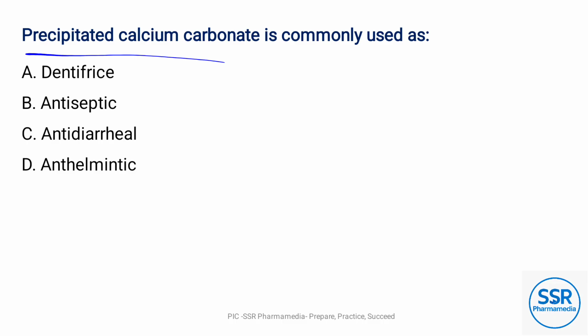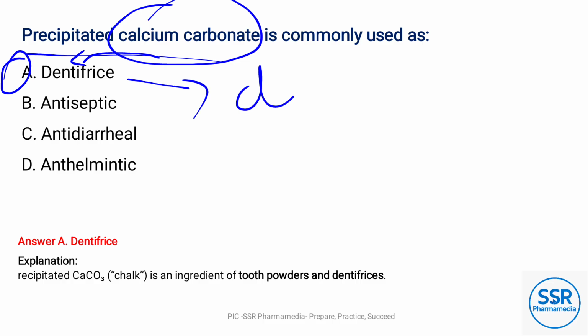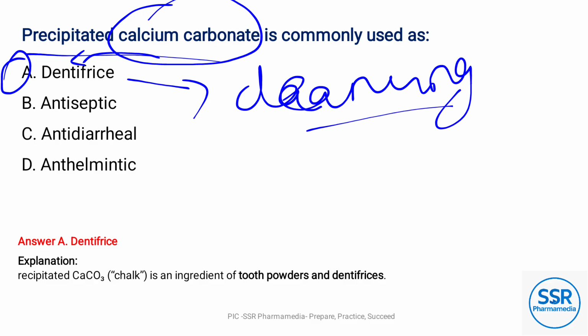Precipitated calcium carbonate is commonly used as option A, dentifrice. Calcium carbonate is mainly used as a dentifrice. Dentifrice means it is used for cleaning the teeth. It is used in the preparation of tooth powder and toothpaste as the main ingredient.